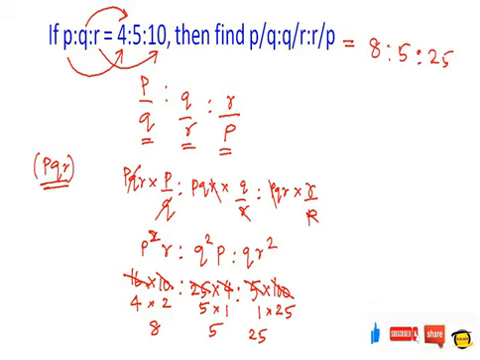8:5:25. So we have basically seen two methods, one by directly substituting the numbers and the other one by using the algebraic expression. So whichever is comfortable for you, you can always use that method.